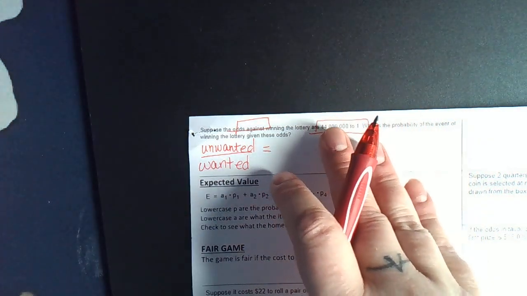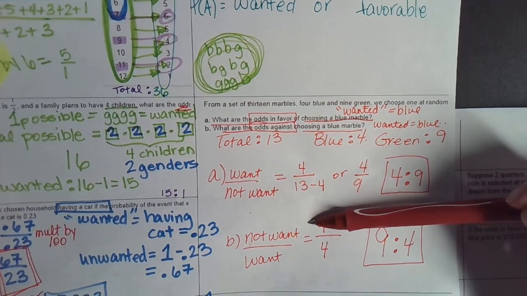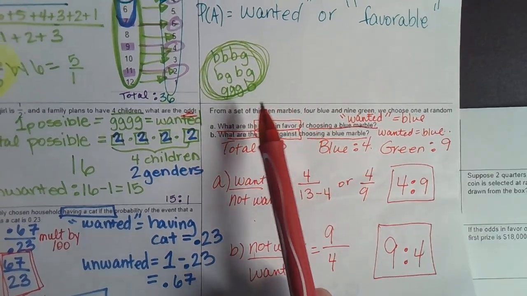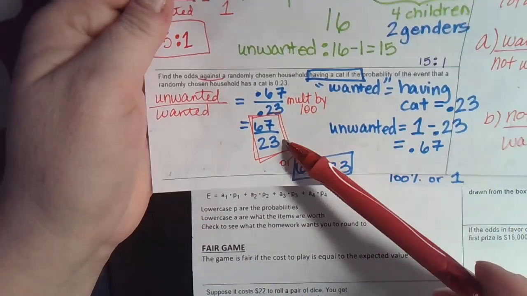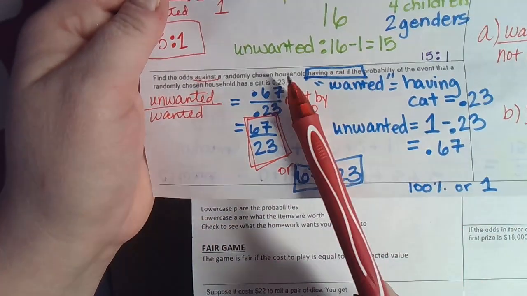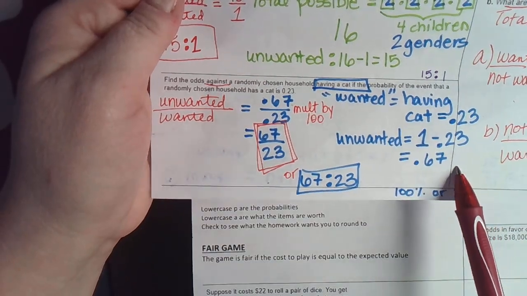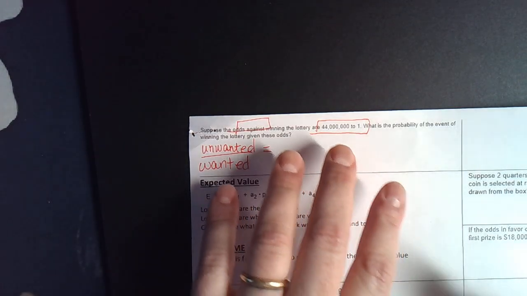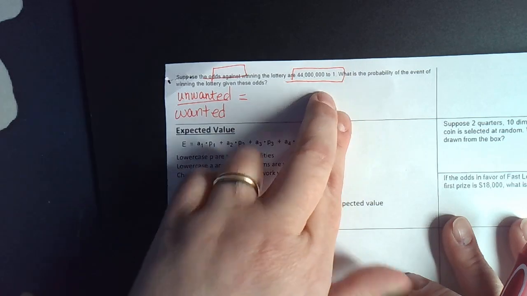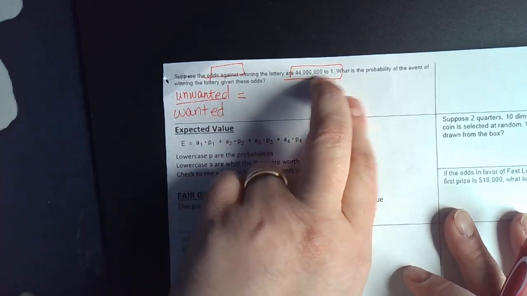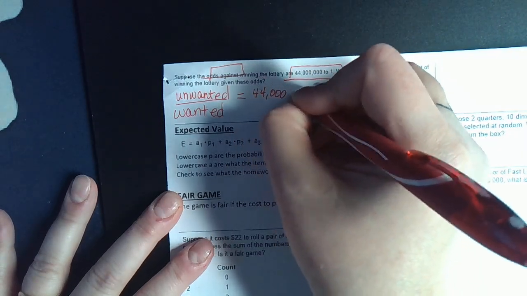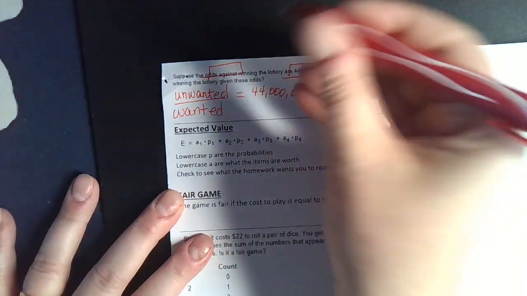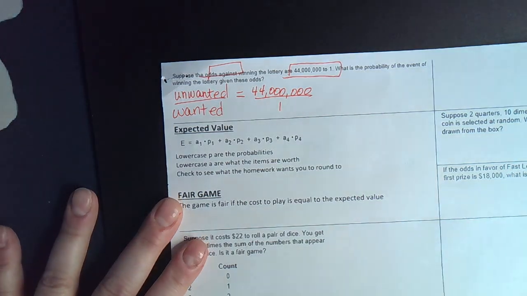Okay, so they've given us these kinds of numbers different ways. We just did an example where they just gave us how many marbles we had, how many objects we had. We did another example with the cat where they gave us the probability as a decimal. Here, they're giving us the odds as a fraction. This 44 million, that's the number that goes on top. The number 1 is the number that goes on bottom.